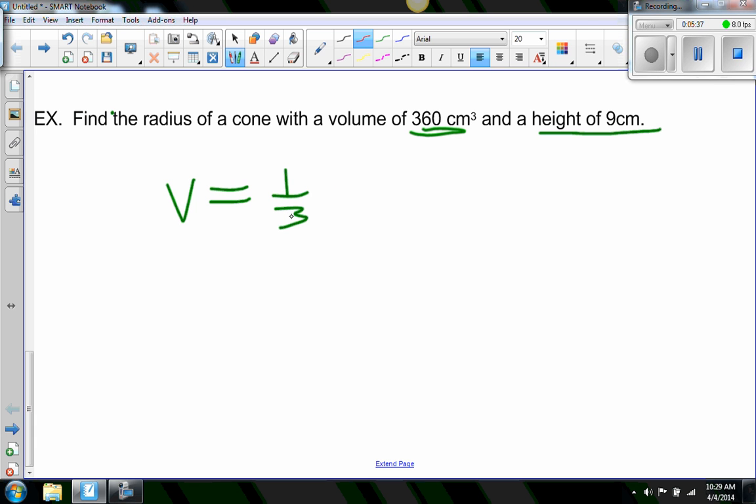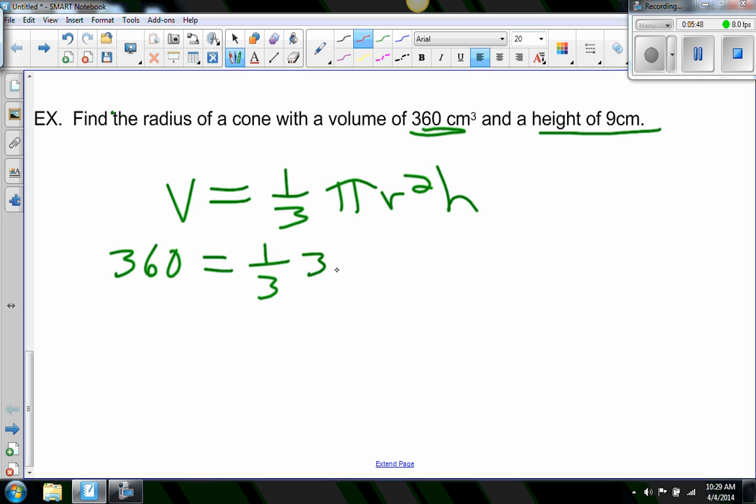So I'm going to fill in the formula, 1/3 pi r squared h. Then I'm going to go back and fill in what I know. I know that the volume is 360. The 1/3 has to be there, it's part of the formula. The pi has to be there, it's part of the formula. The radius, I do not know, and it's radius squared. And then the height is 9. So I filled in what I know.